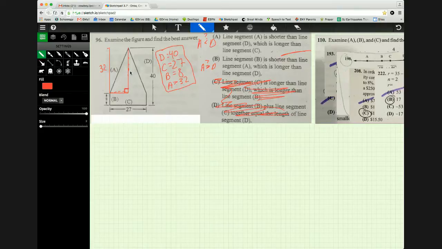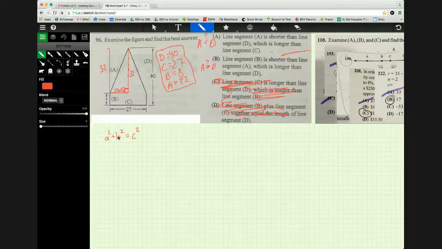This is 32. And this here is going to be 13.5. Uh-oh, this is going to be a little bit ugly. But we're going to have to figure out how long this side A is, using our Pythagorean theorem. So in a right triangle, we can look at the relationship between the two short sides and the long side. That relationship looks like this: a squared plus b squared equals c squared.